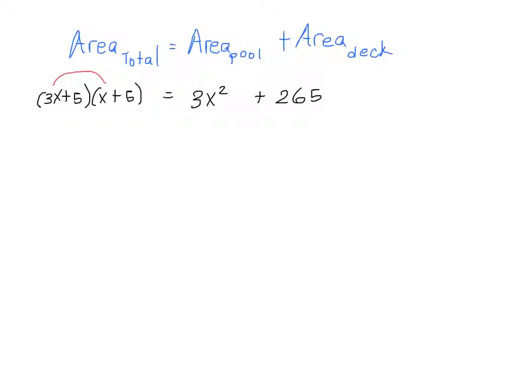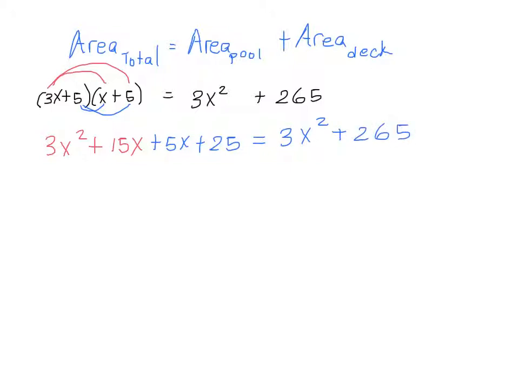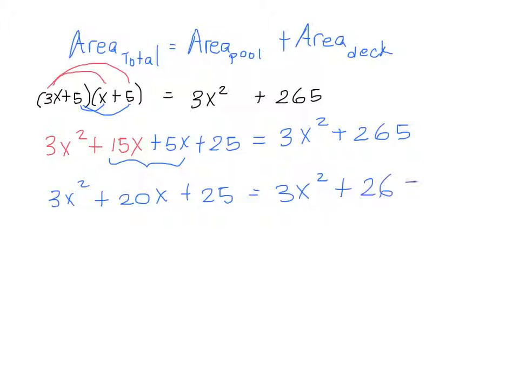So now we can go ahead and multiply our expression here, and so we get 3x squared plus 15x plus 5x plus 25. And that is equal to, and I'm not changing anything on the right side yet, 3x squared plus 265. All right, now we can join our like terms, and we get that 3x squared plus 20x plus 25 is equal to 3x squared plus 265.